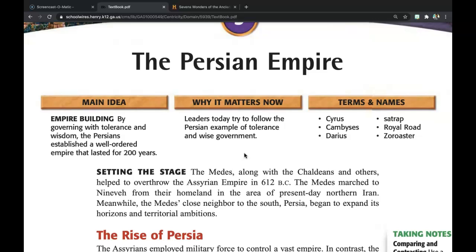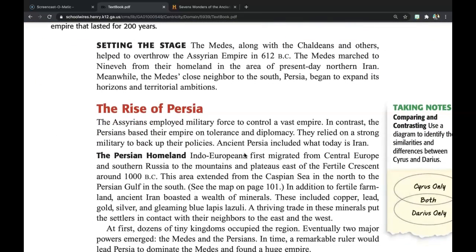Let's get started. Setting the stage. The Medes, along with the Chaldeans and others, helped to overthrow the Assyrian Empire in 612 BC. The Medes marched to Nineveh from their homeland in the area of present-day northern Iran. Meanwhile, the Medes' close neighbor to the south, Persia, began to expand its horizons and territorial ambitions.